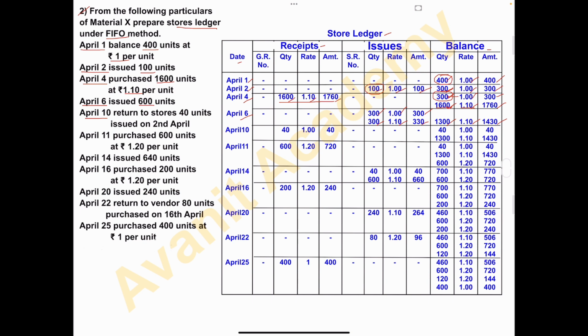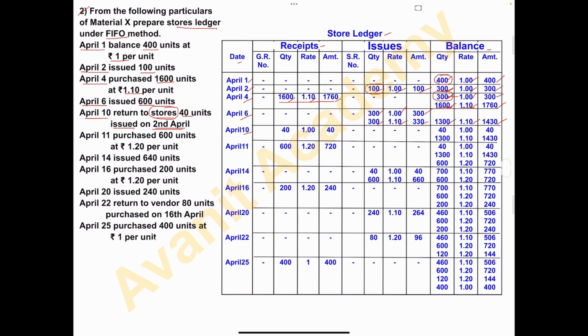Next is on April 10. Return to store, 40 units issued on 2nd April. Return to store means from the production area, the goods are returned to the godown, that is the store. Return to store will be taken in the receipts column, because whatever goods we issued on 2nd April to the production department, on April 10 due to some reason, maybe the goods were in excess, the remaining goods they have returned to the store. So return to store we write in the receipts column. Remember this, return to store will be taken in receipts because the goods are returned to the godown store from the production department.